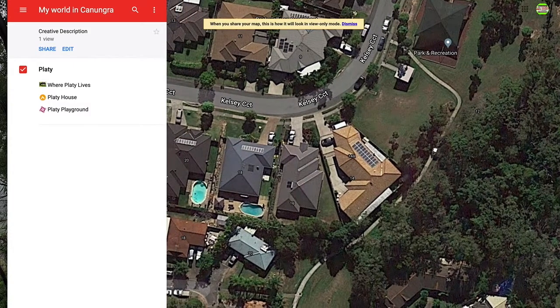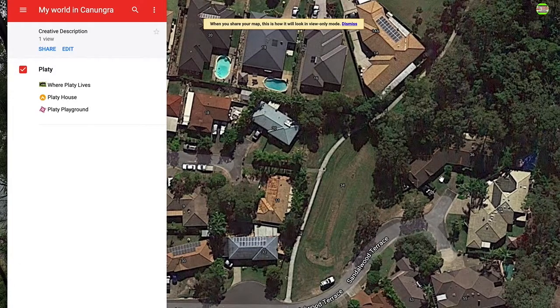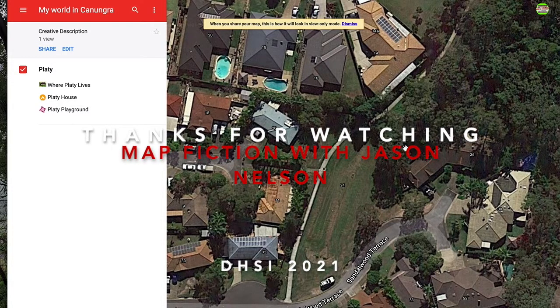So look around, see what you see, and then think, okay, well, what can I make from this? What kind of narrative can I form based on the elements I'm seeing on the map?